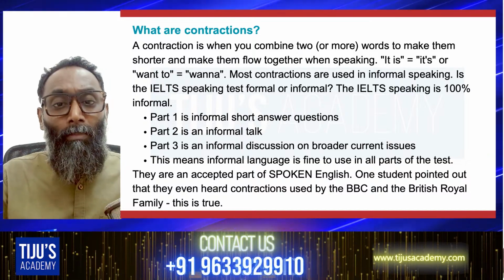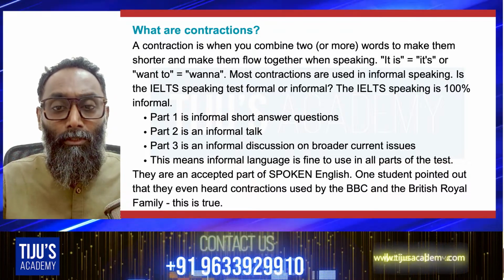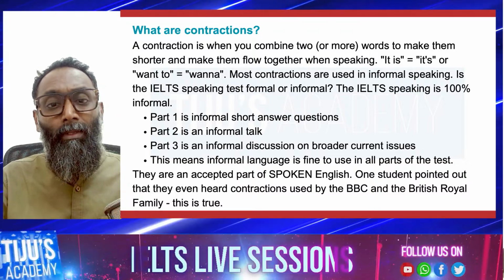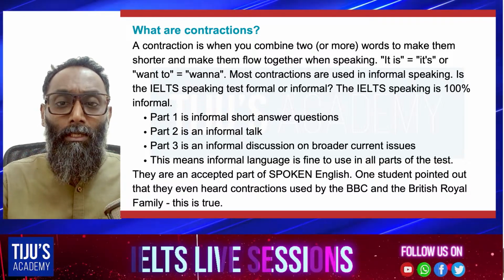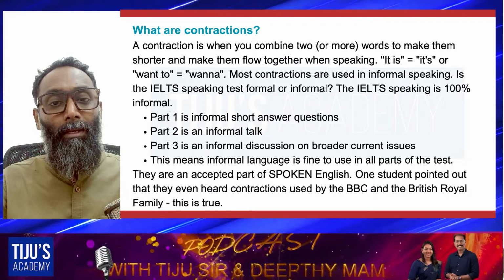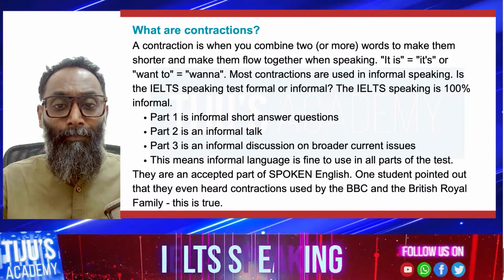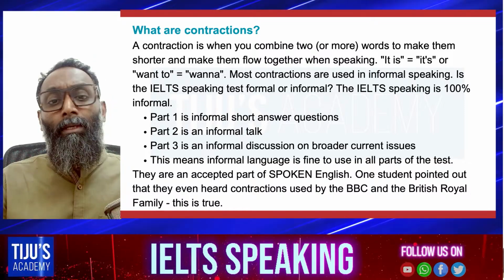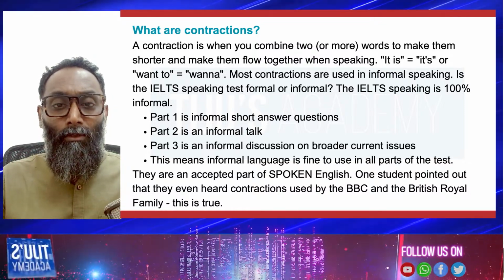So part 1 is informal short answer questions. Part 2 is an informal talk or a speech that you give for 2 minutes, and the part 3 is your follow-up session where you have to discuss on broader topics, and it should be minimum 4 to 5 or 6 sentences aayirikkum nammal avade parayende, and make sure you answer them all in general, not personally, right? So this means informal language is fine to use in all parts of your test.